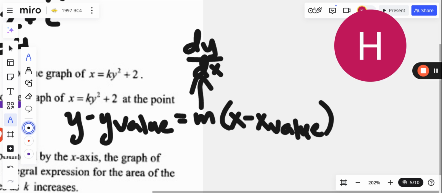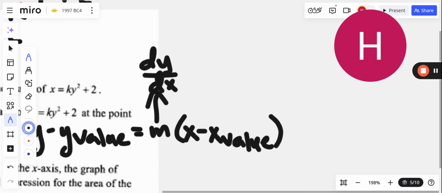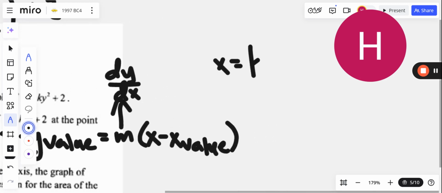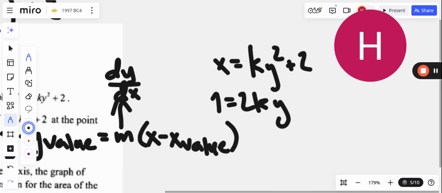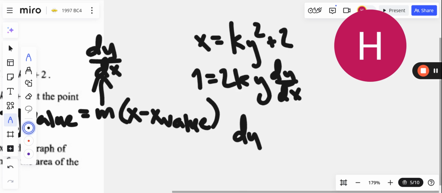Okay, so let's take a look at the dy dx. We need to use implicit differentiation here. We get that x equals ky squared plus 2. So if we take a derivative of both sides, we just get that 1 equals 2ky dy dx from the chain rule. And therefore dy dx equals 1 over 2ky.